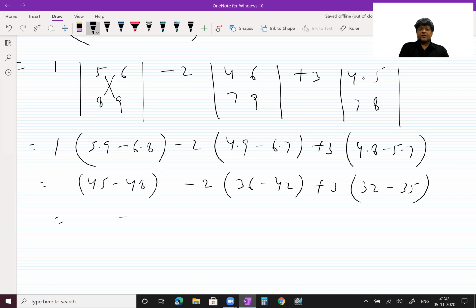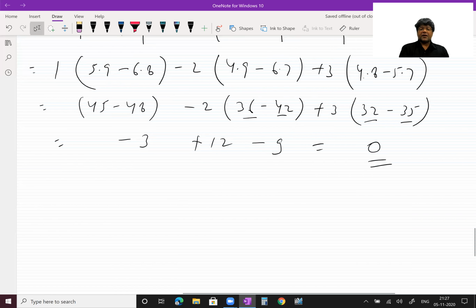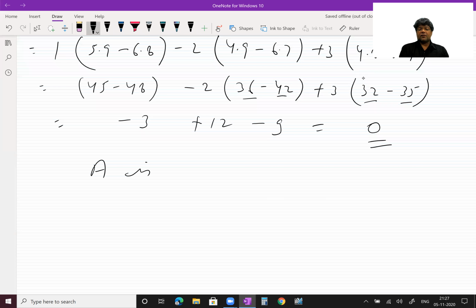So 45 minus 48 is minus 3. 36 minus 42 is minus 6, and minus 6 into minus 2 is plus 12. And 32 minus 35 is minus 3, and minus 3 into plus 3 is minus 9. So guys, ultimately it came 0. That means the matrix A is called a singular matrix.